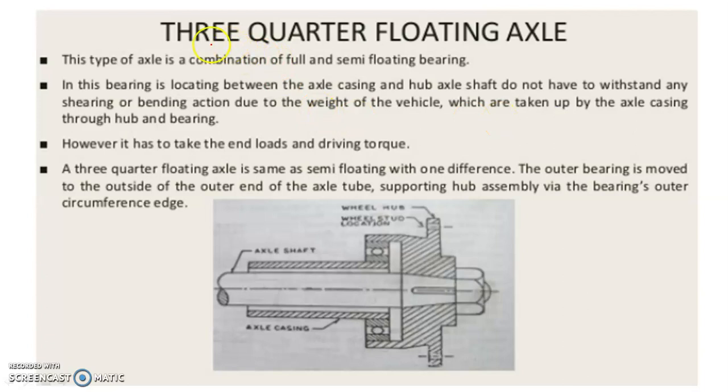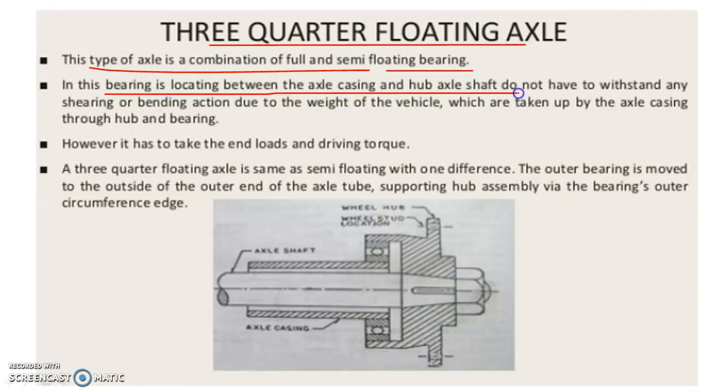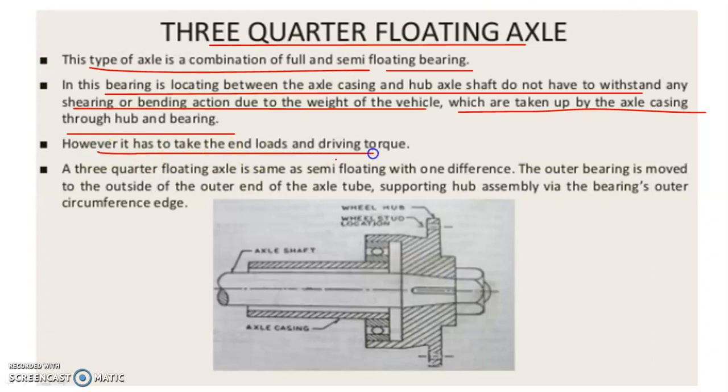Next type is the three-quarter floating axle. This type of axle is a combination of full and semi-floating bearing. In this, the bearing is located between the axle casing and the hub of the axle shaft. It does not have to withstand any shearing or bending action due to the weight of the vehicle, which is taken up by the axle casing through the hub bearing. However, it has to take the end loads and driving torque.